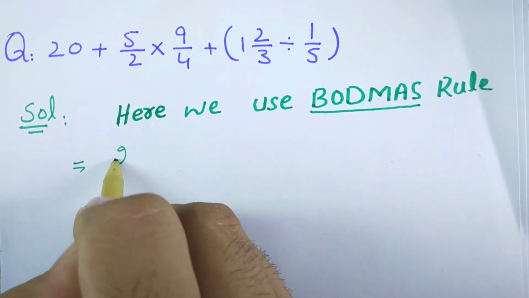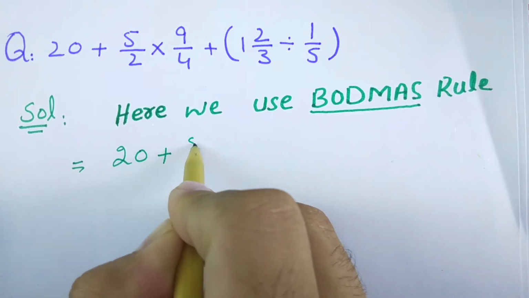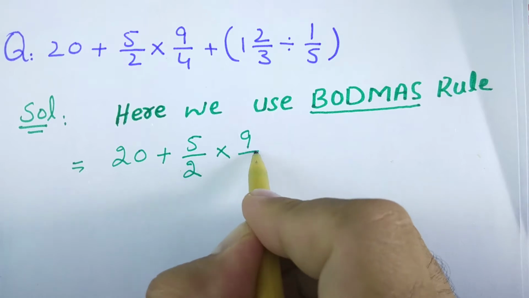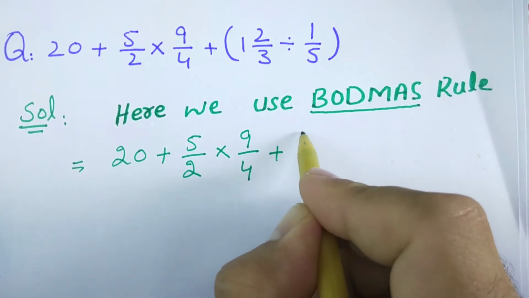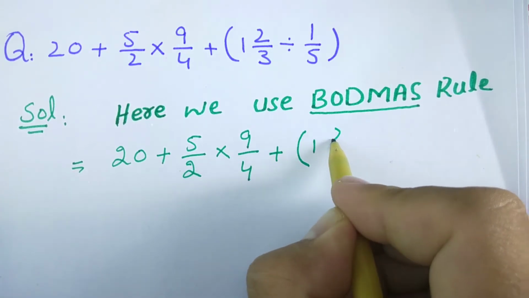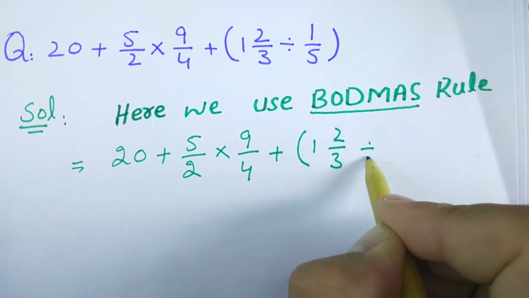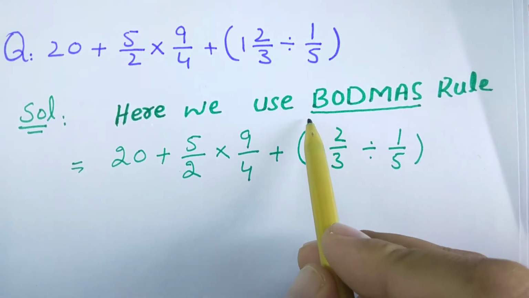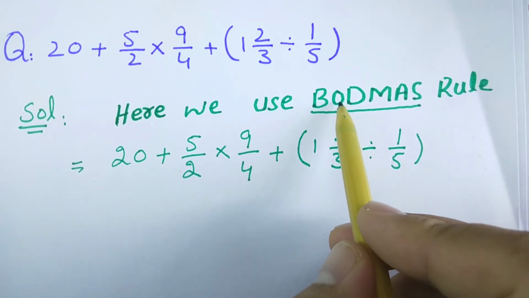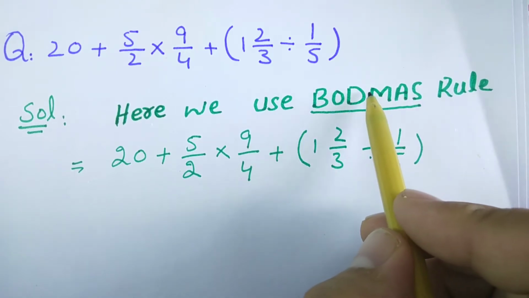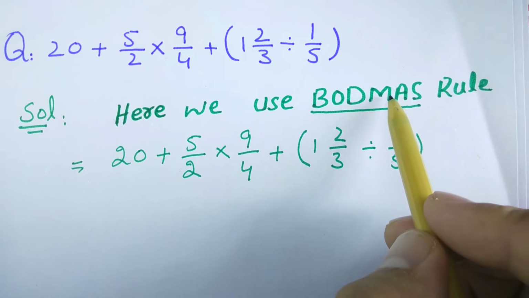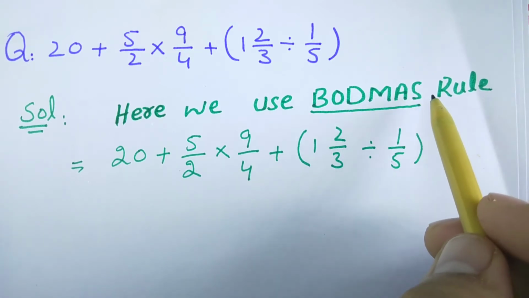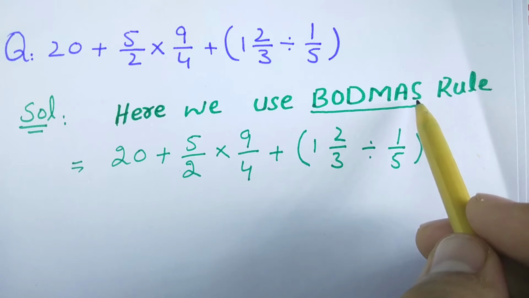Now, 20 plus 5 over 2, multiplied by 9 by 4 plus 1 whole 2 by 3, divided by 1 over 5. B stands for bracket, O for order, D for division, M for multiplication, A for addition, S for subtraction.